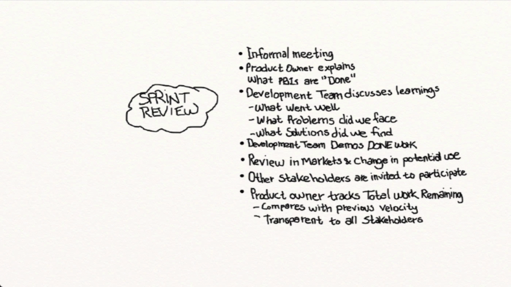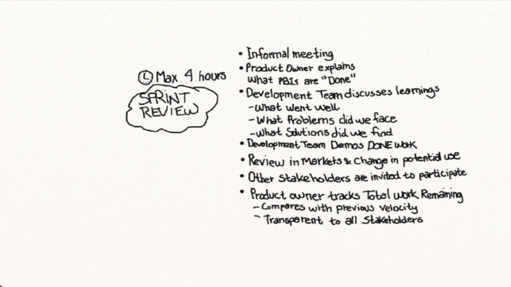Product owner tracks total work remaining at least at every sprint review. He compares it with previous sprint reviews to assess progress towards the end goal by the desired time left. This progress must be transparent to all stakeholders. This event, the sprint review, is also an opportunity to inspect and adapt. It's time boxed to a duration of maximum 4 hours for a 1-month sprint.